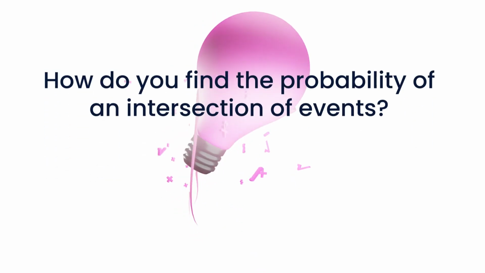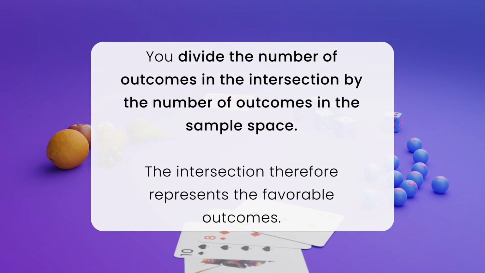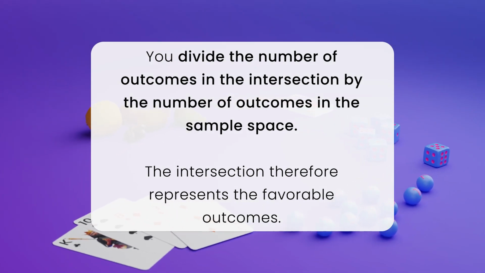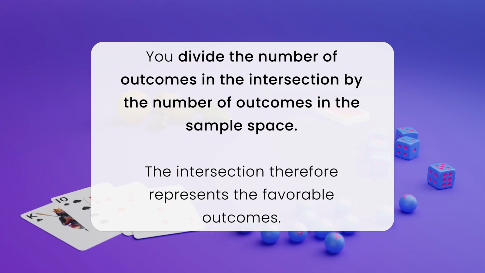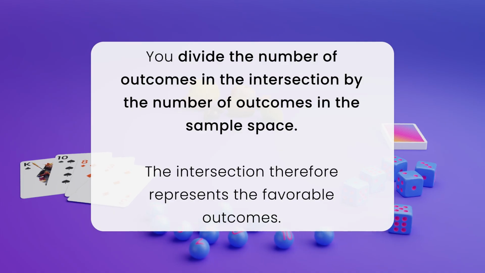How do you find the probability of an intersection of events? You divide the number of outcomes in the intersection by the number of outcomes in the sample space. The intersection, therefore, represents the favorable outcomes. Let's continue by using the example from the previous video about unions to understand this better.